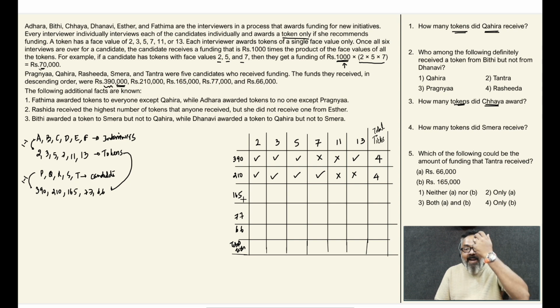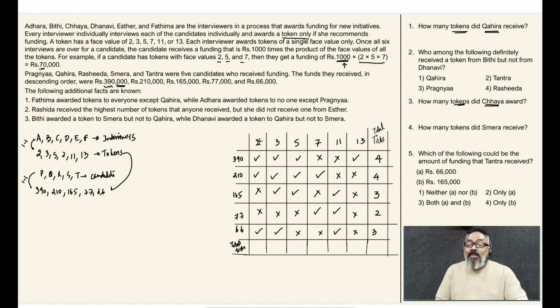Then 165 is 5 into 33, so it goes by 11 and by 5. 165 by 11 is 15, so 3 into 5. Okay, so this is 3. Then 77 is 7 into 11, which is only 2. And 66 is 11 into 6, and 6 is 2 into 3, so this is 3. Okay, not just this, we know this.